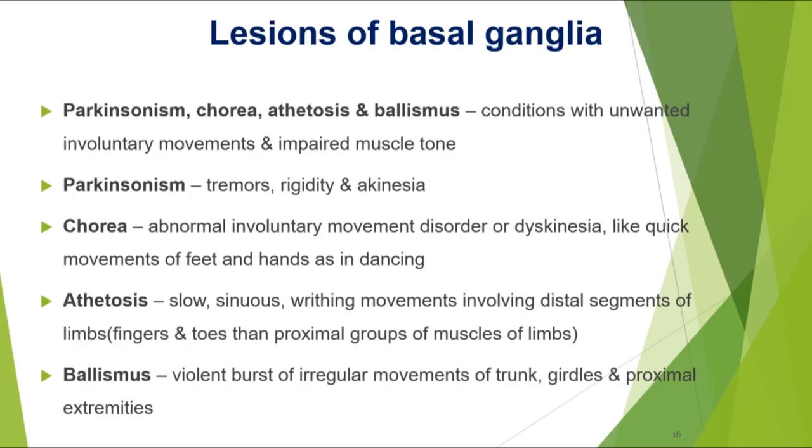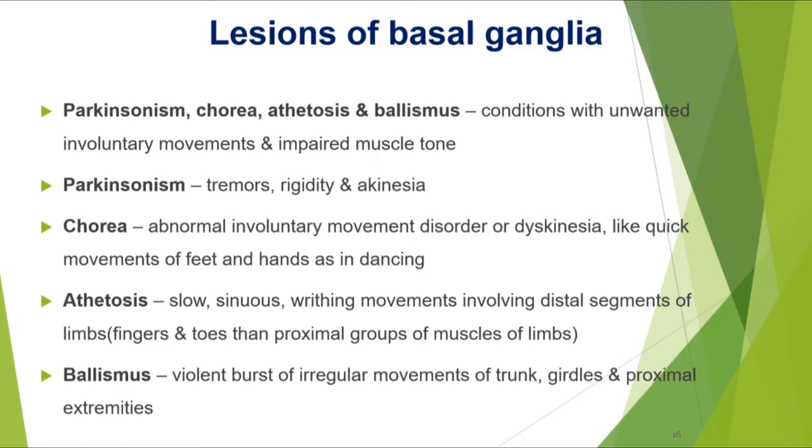Lesions of the basal ganglia could be due to trauma, vascular causes, or tumors of the basal ganglia. These lesions could result in clinical conditions known as Parkinsonism, chorea, athetosis, and ballismus, conditions with unwanted involuntary movements and impaired muscle tone.